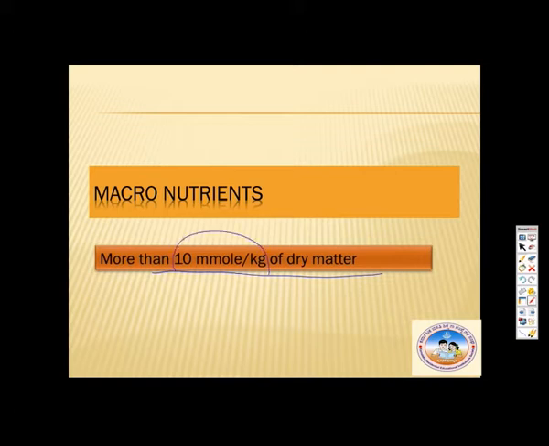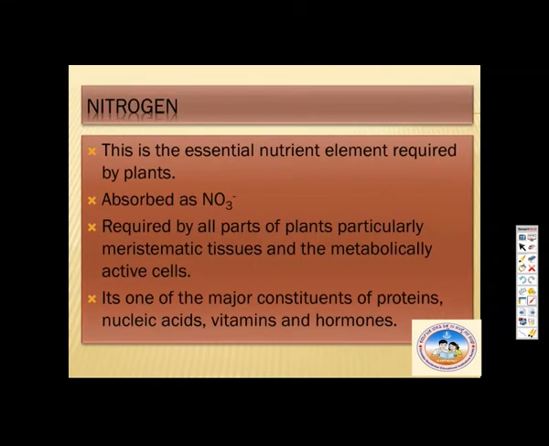Now the first one is your nitrogen. Okay, children, first one is what? Nitrogen. Now this is an essential nutrient element required by the plant, and it is absorbed in the form of your NO3 minus. It is required by all the plants, particularly your meristematic tissue. Whenever the meristematic tissue has to multiply, nitrogen has to be supplied in a larger amount. Am I clear to you? And they are usually metabolically active cells.